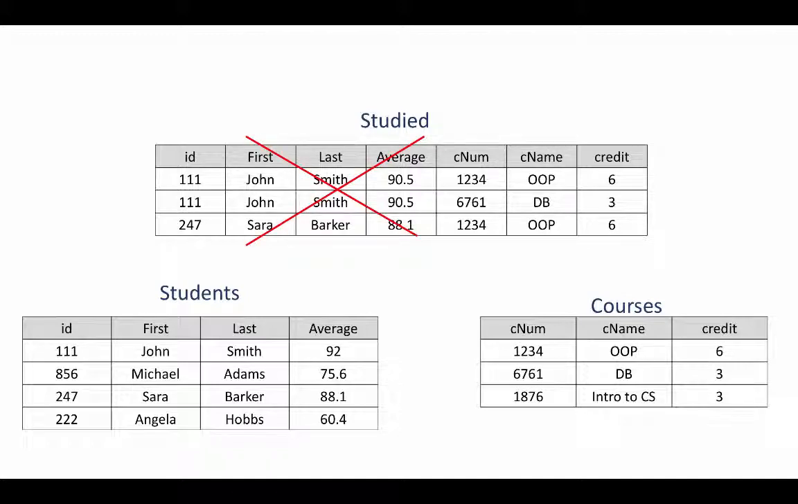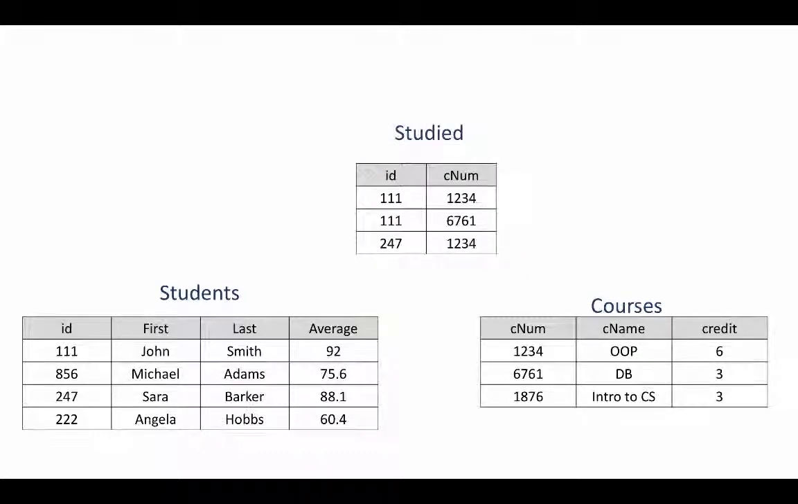We don't need in the study table to save again all the additional features of the student. We don't need to save the first name, last name, and the average because those fields are already known in the students table. And again, we don't have to save the course details, the course name and the credit points, because those details are saved in the courses table. So our studied table shrinks and becomes very small.